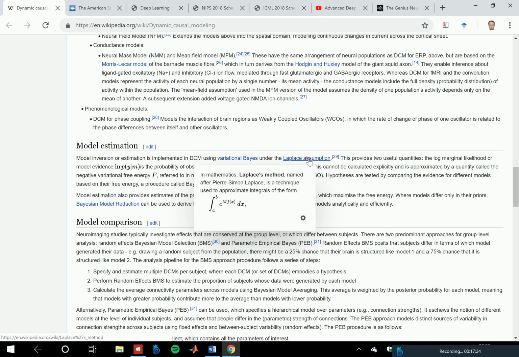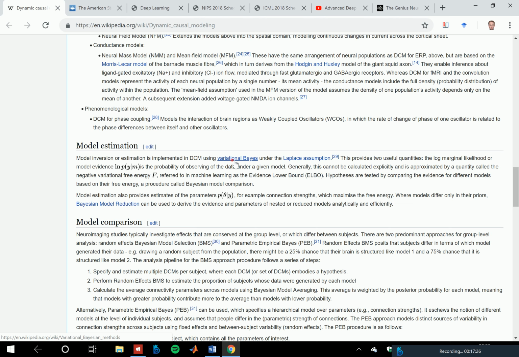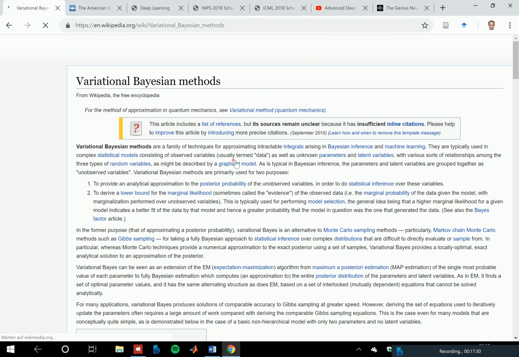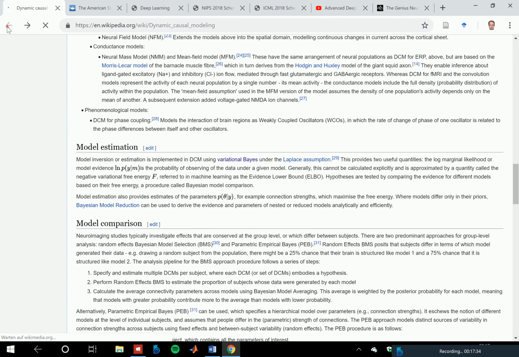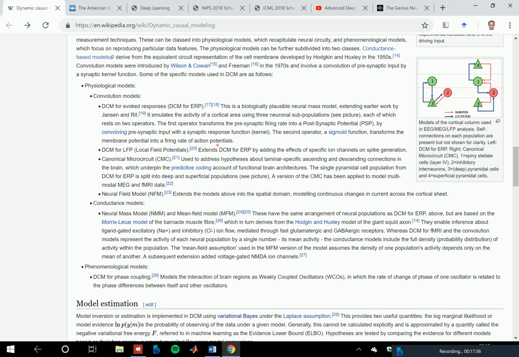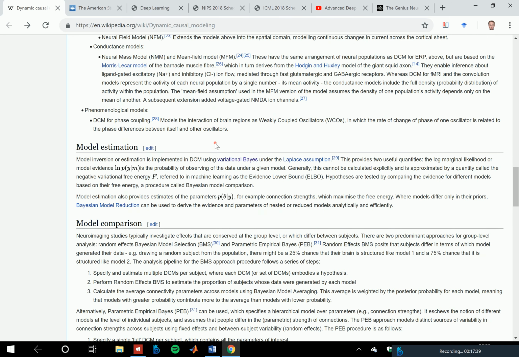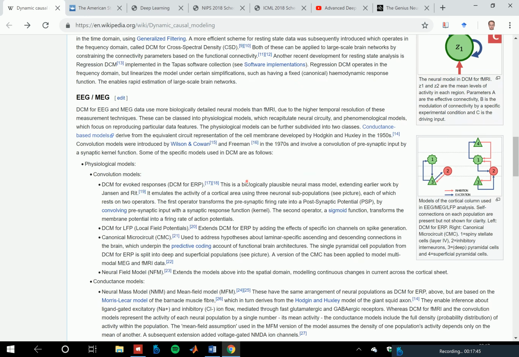yeah, that's a wrong link in Wikipedia. This is something that I think leads you to variational Bayes in Wikipedia, which you can also look into. So if you deal with DCM, the big thing is that it's estimated using variational Bayes, as Wikipedia proves.